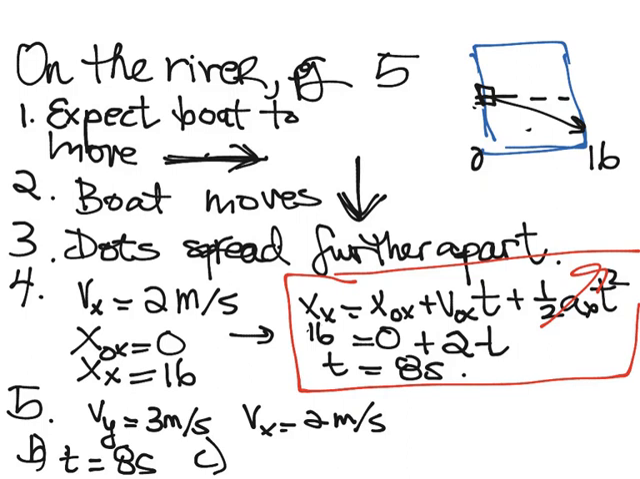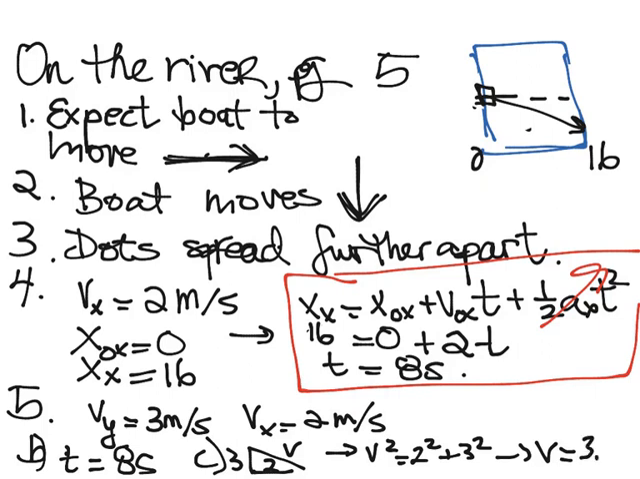See, the total speed, again, Vx and Vy make the sides of a right triangle. So I have a right triangle with 2 and 3, and the total speed is the hypotenuse, so I know that v squared equals 2 squared plus 3 squared. And if I solve for v, I end up with 3.6 meters per second.